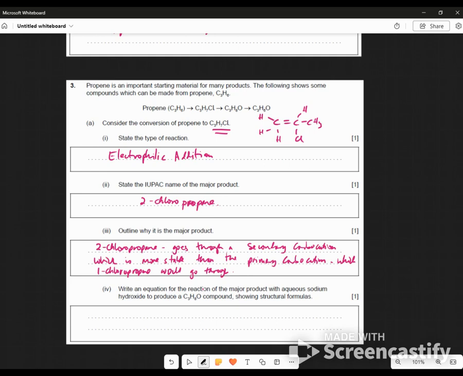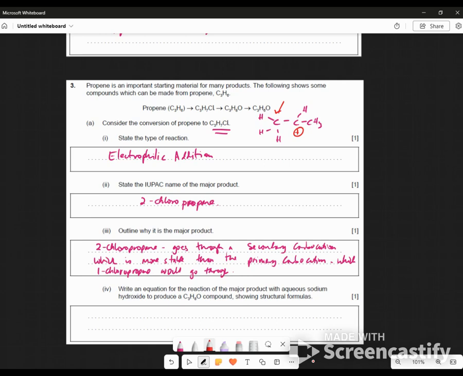Now, if you can remember your organic chemistry, let me get rid of that. All right, and that means you get the secondary carbocation there. All right, and that's more stable than the positive on this one, which would have been the primary.